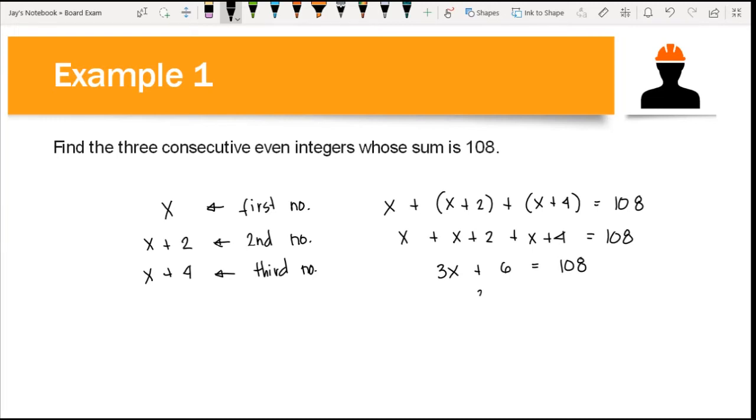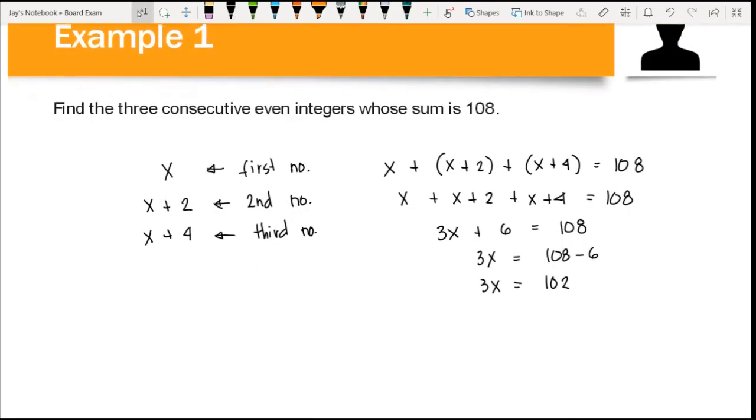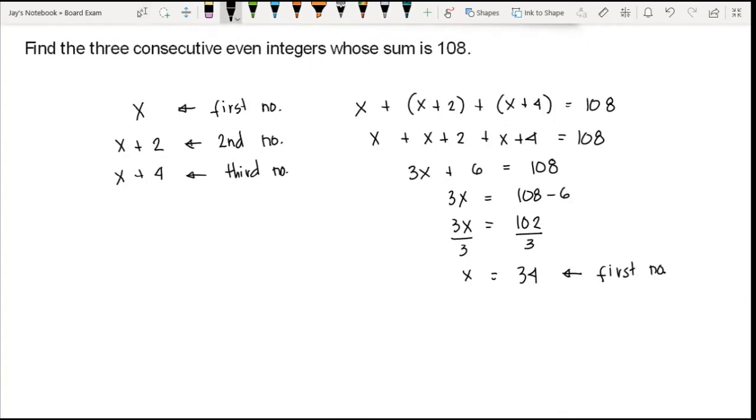Correct? So we have 3x is equal to 108 minus 6. Then we have 3x is equal to 102. So we divide both sides by 3. So we have here x is equal to 34. So 34 here would be our first number, from our expression that x is our first number.